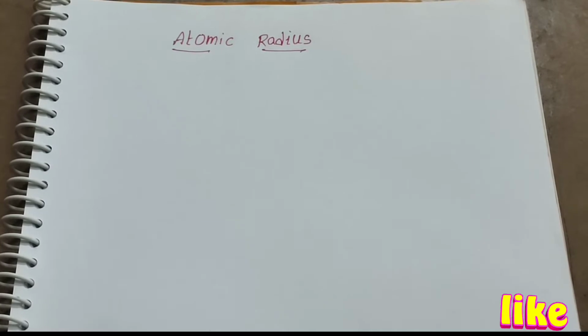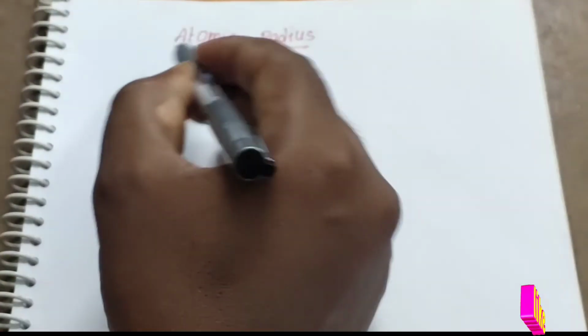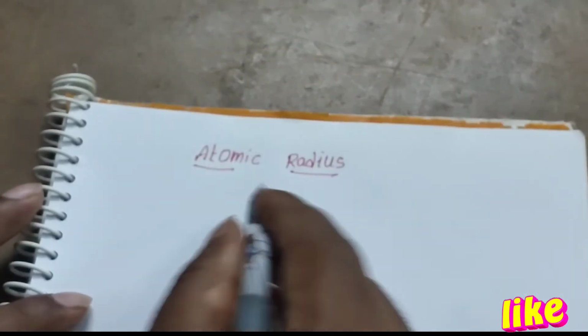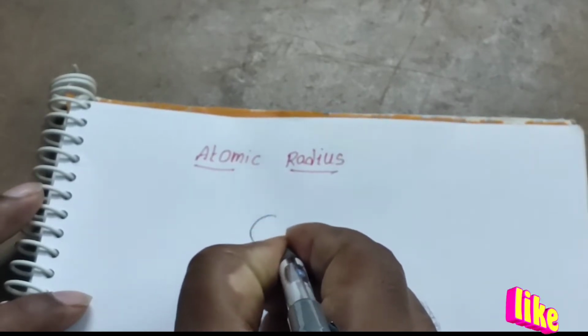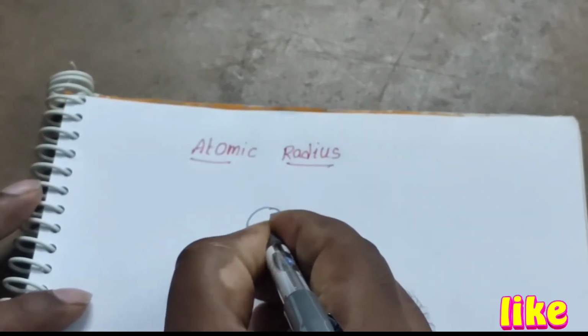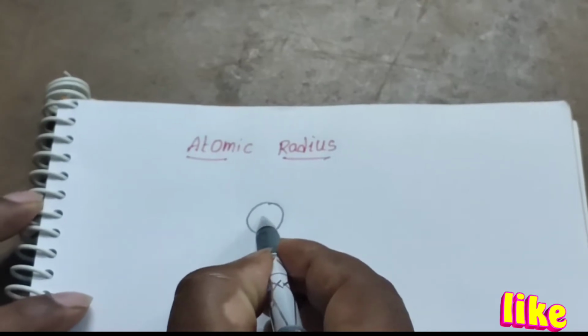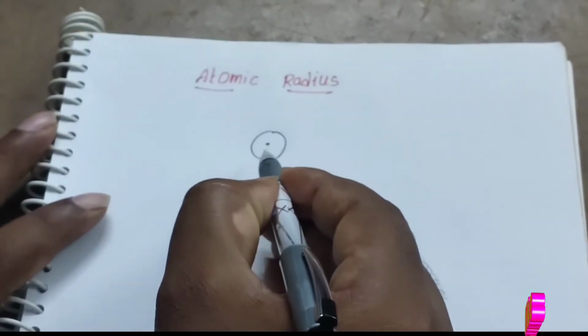Students, today in this video I will explain one of the periodicity properties, that is the atomic radius. What is the atomic radius? Here you can see one atom, and in the middle of the atom there is a nucleus.